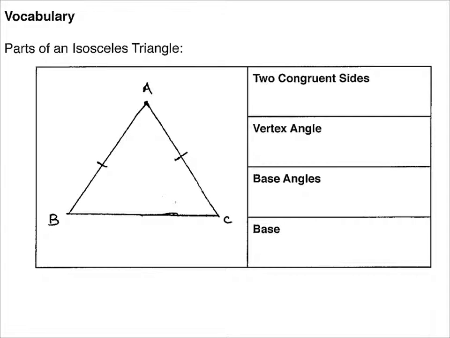Already marked, our two congruent sides are segment AB and segment AC in this triangle. You can see that because they are marked with those lines that we've been doing all along. By definition, an isosceles triangle has two equal sides. That's what it means to be isosceles.